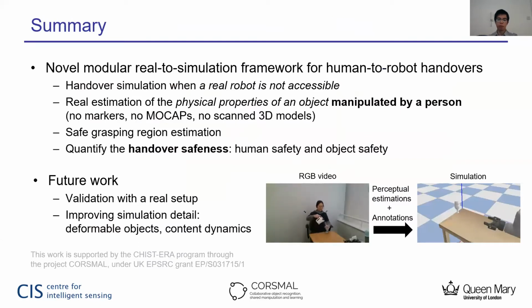In summary, we propose a novel modular real-to-simulation framework for human-to-robot handovers, which enables development and assessment of algorithms when the real robot is not accessible. We propose a vision-based pipeline to estimate the physical properties of an object manipulated by a person without the use of markers, motion capture systems, and scanned 3D object models. We also propose a method for estimating a safe grasping region on a container held by a person. Finally, we quantify the handover safeness in terms of human safety and object safety.